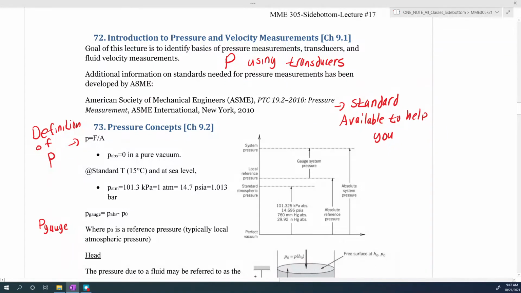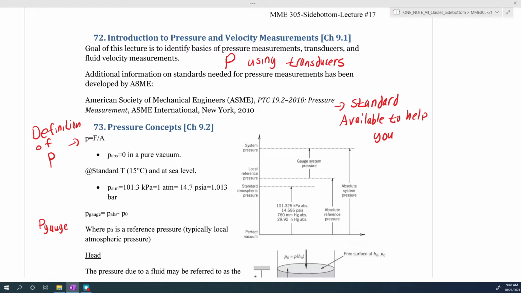So in this series of videos, we're going to discuss how we can measure pressure using different types of instruments and transducers. All right. So the American Society of Mechanical Engineers has come up with a standard on pressure measurement that was updated in 2010. The standard is available to help you to correctly determine the proper ways to take pressure measurements.